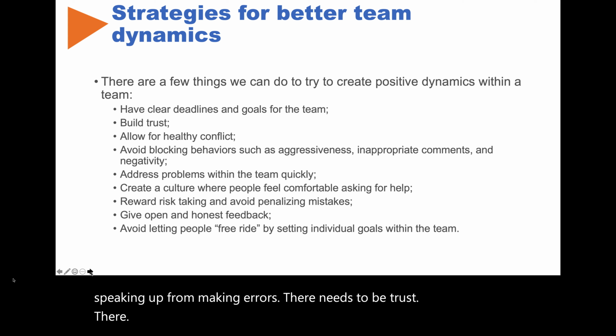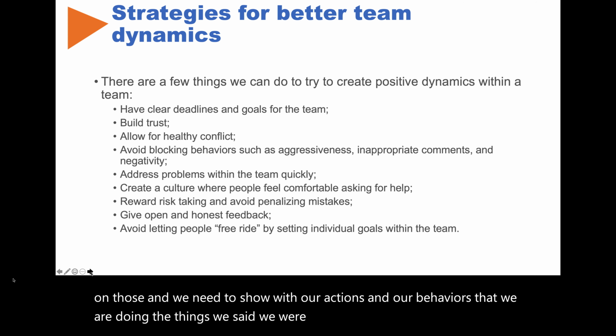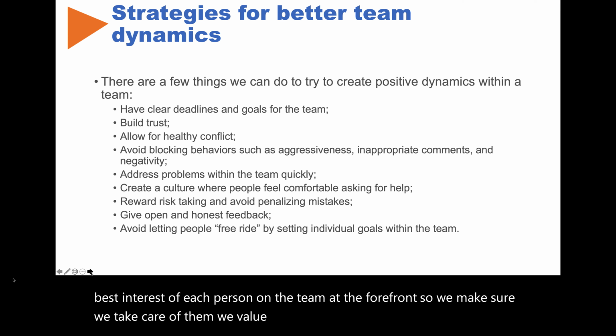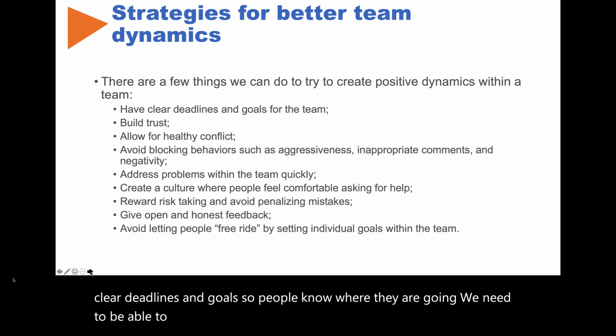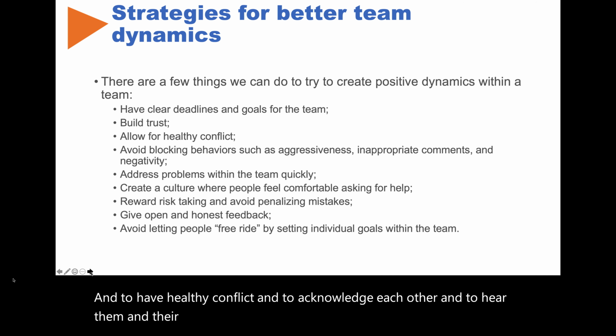We also need to have integrity. We need to say things and then follow up on those. And we need to show with our actions and our behaviors that we are doing the things we said we were going to do. We need to hold the best interest of each person on the team at the forefront. So we make sure we take care of them, we value them and their work. We also need to have clear deadlines and goals so people know where they're going. We need to be able to speak up openly and to have healthy conflict and to acknowledge each other and to hear them and their concerns without negative consequences.